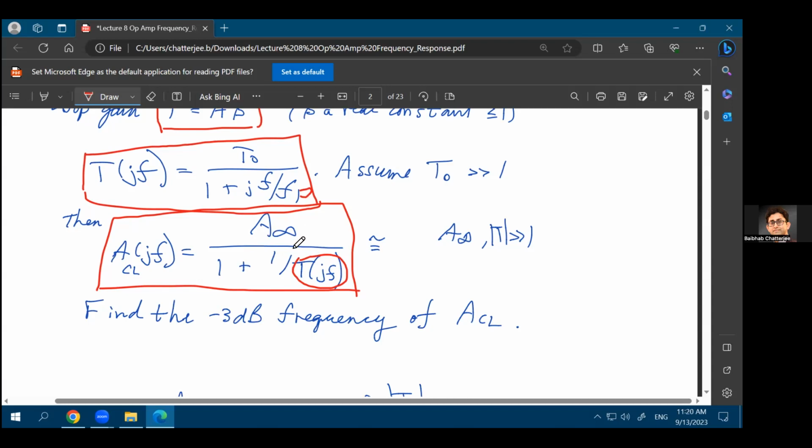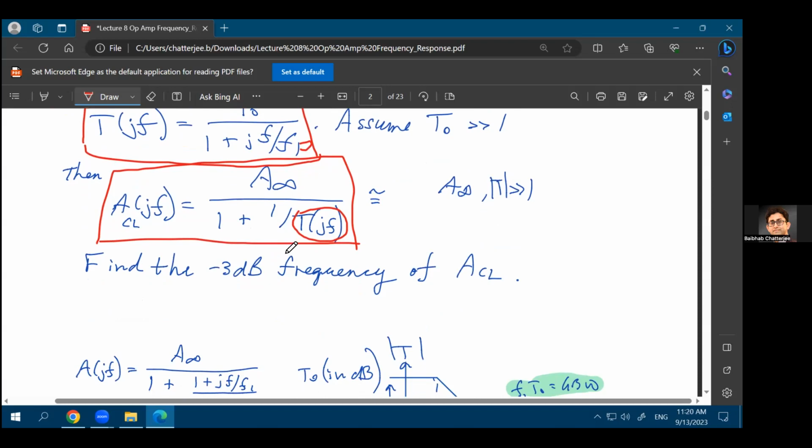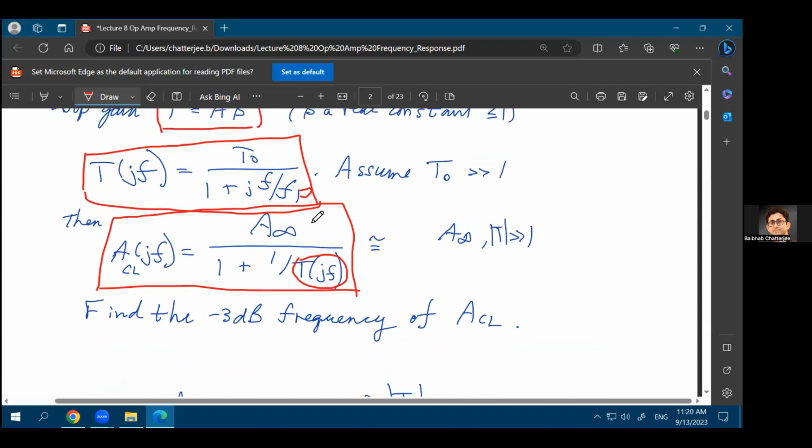Why? Because A infinity assumes you have an ideal amplifier. Just like an ideal amplifier had infinite input impedance, infinite gain, and zero output impedance, you'll assume that it has infinite bandwidth as well. Or it will actually be given in some problems what the bandwidth of this ideal amplifier is, and then we'll consider that bandwidth of the ideal amplifier. But what really changes from the previous analysis that we were doing is that this T will now become a function of frequency.